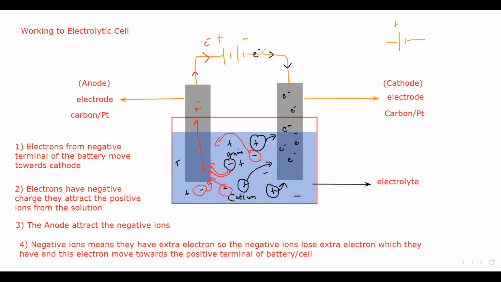So electrons come out from the negative terminal. They attract the positive ions towards themselves, and the negative ions are attracted towards the anode. They lose the electron, and as they lose it, that electron travels and returns to the battery. This is how an electrolytic cell works. Is it clear? Anyone having a doubt or a question in this part?